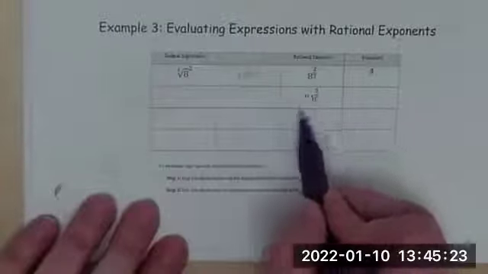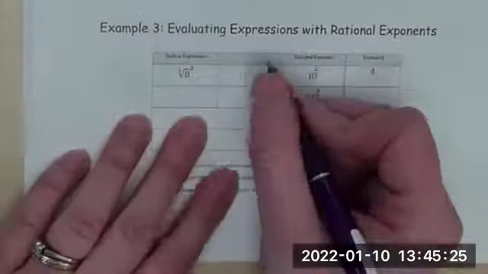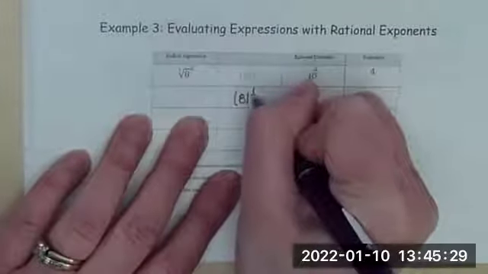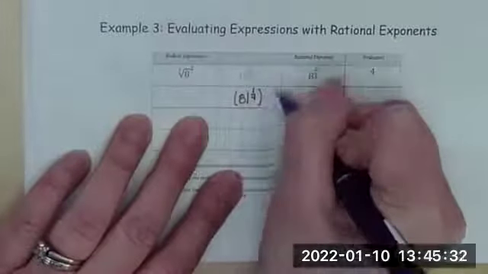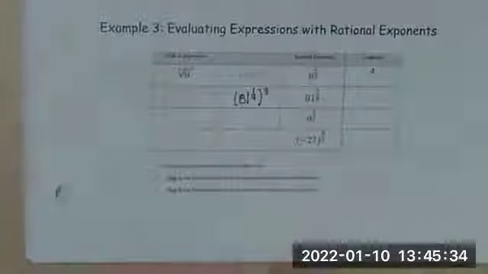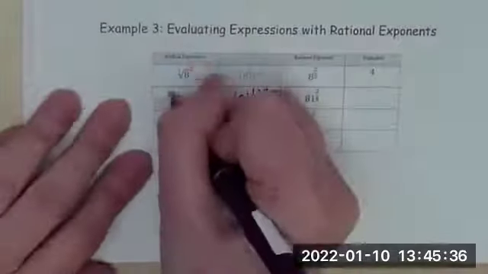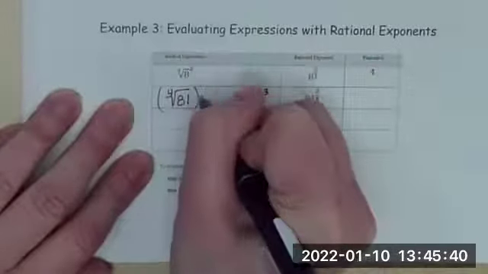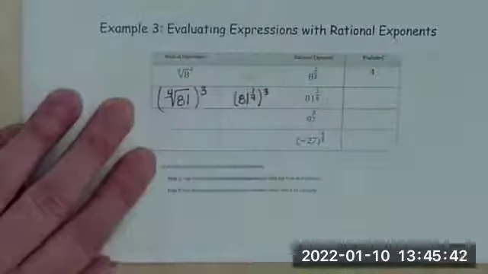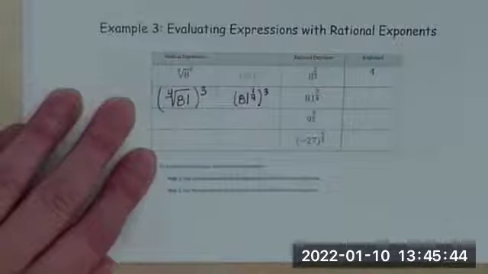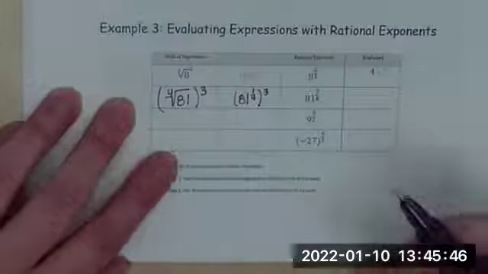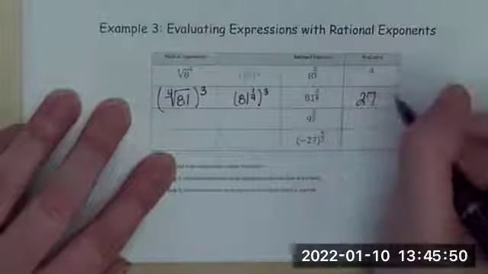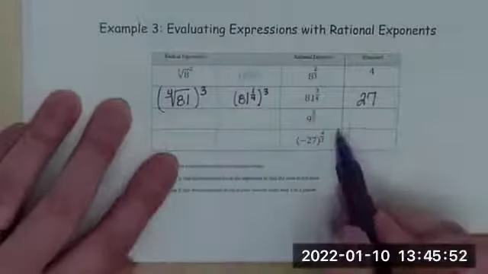If I have 81 to the 3/4, that would be the same as 81 to the 1/4 times 3, or to the 3rd power, I'm sorry. So that means I have the 4th root of 81 cubed, and the 4th root of 81 is 3. 3 to the 3rd power is 27.